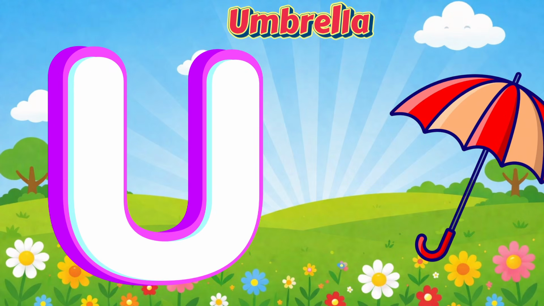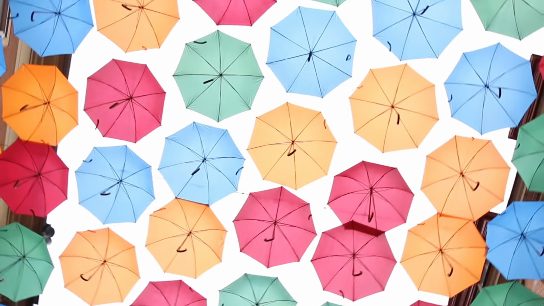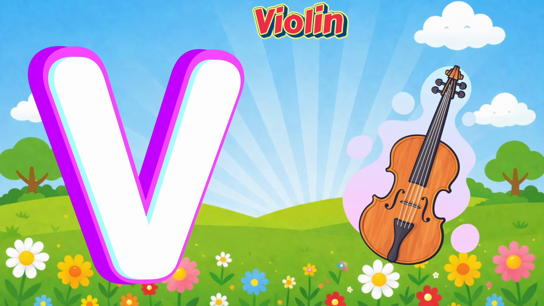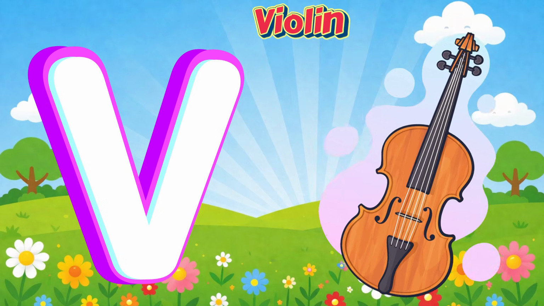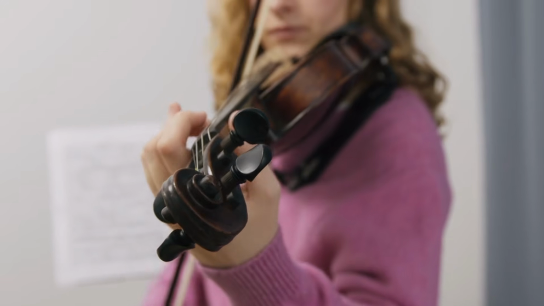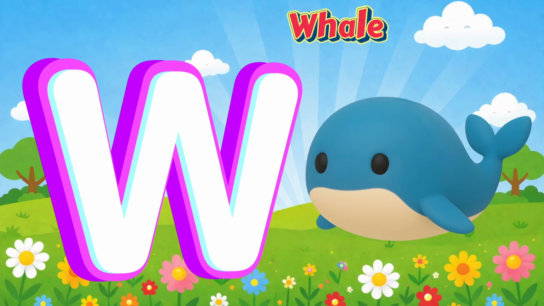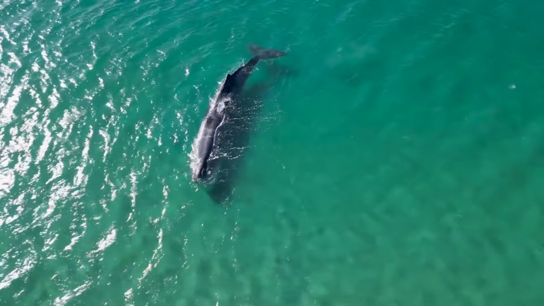U is for umbrella, umbrella. Rain umbrella. V is for violin. Play violin. W is for wheel, wheel. Big blue wheel.